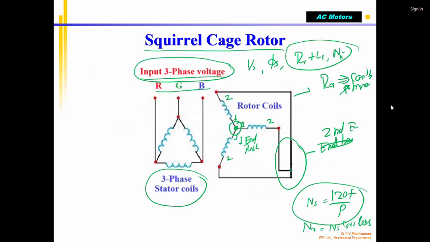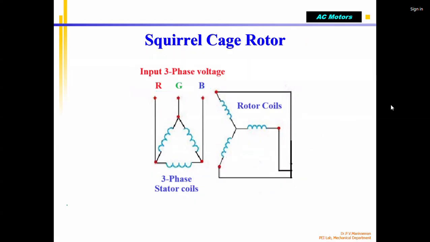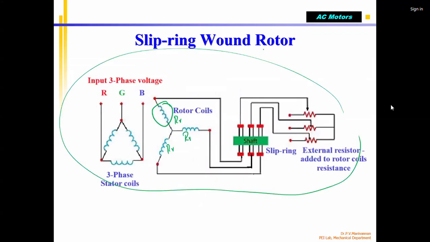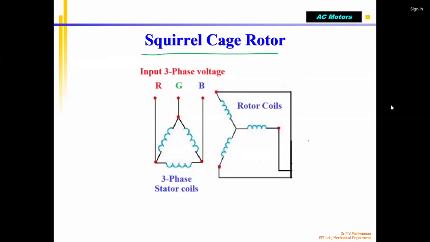Okay, so this is how the induction motor rotors are classified into two types: squirrel cage type motor or slip ring wound rotor type motor. Okay, the circuit you note down, please.